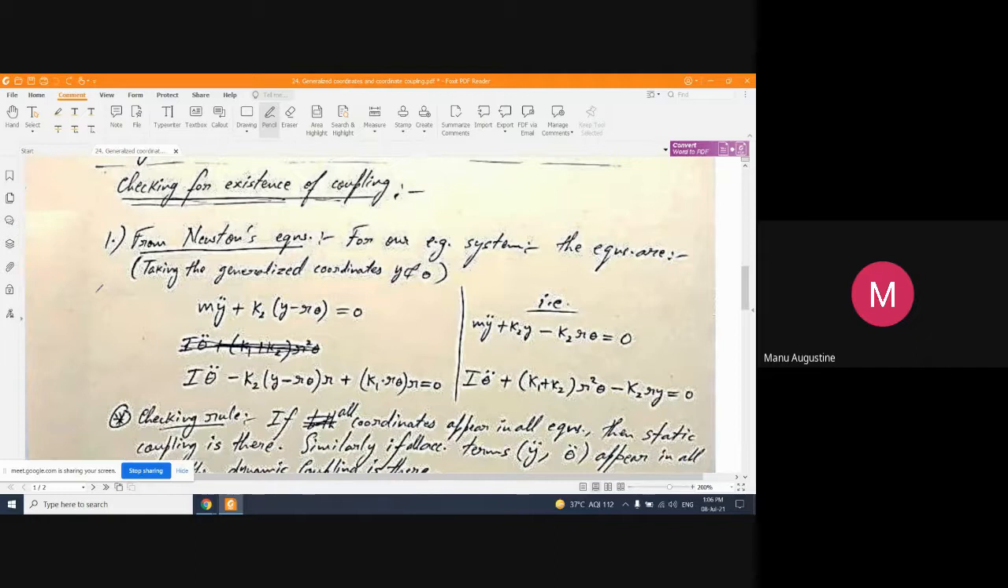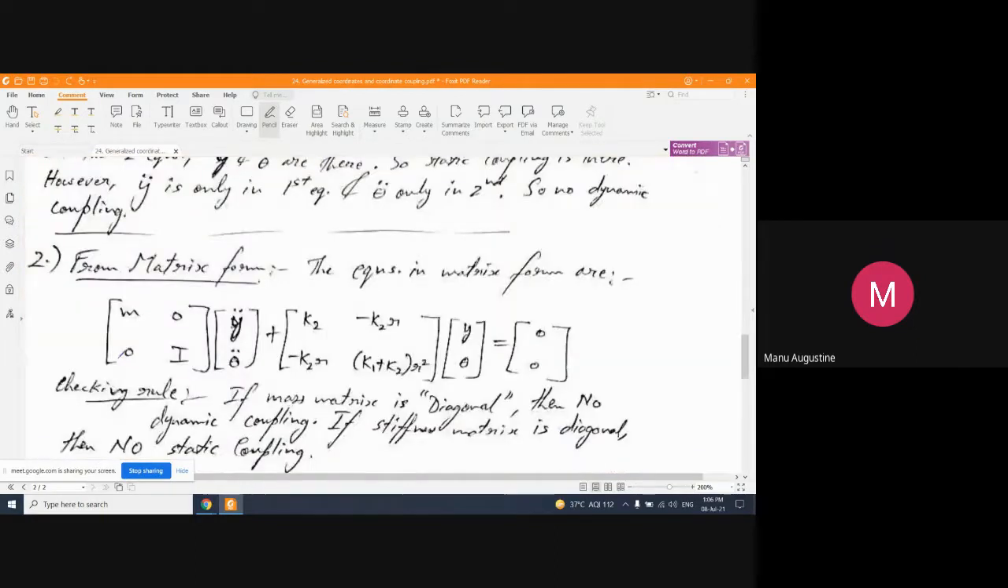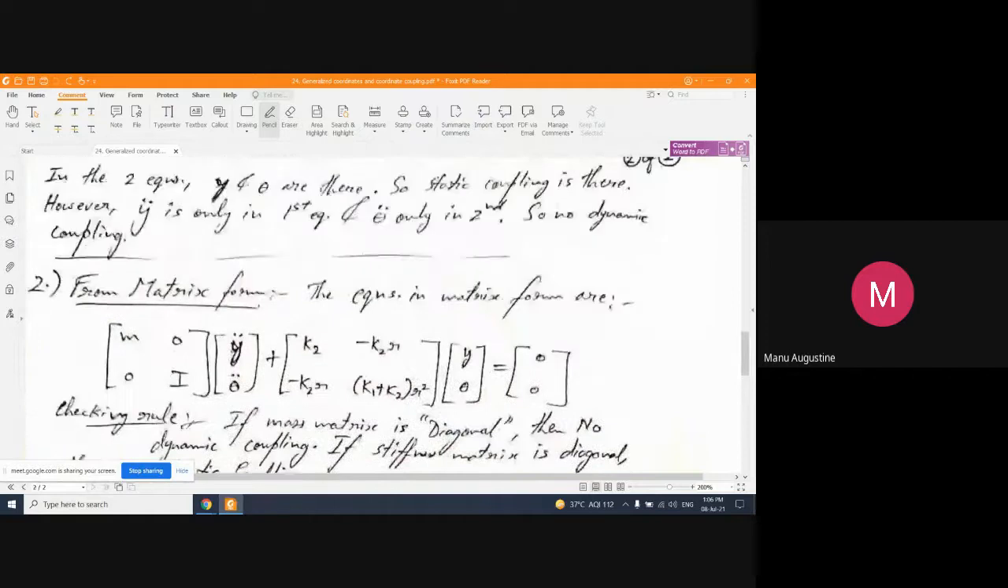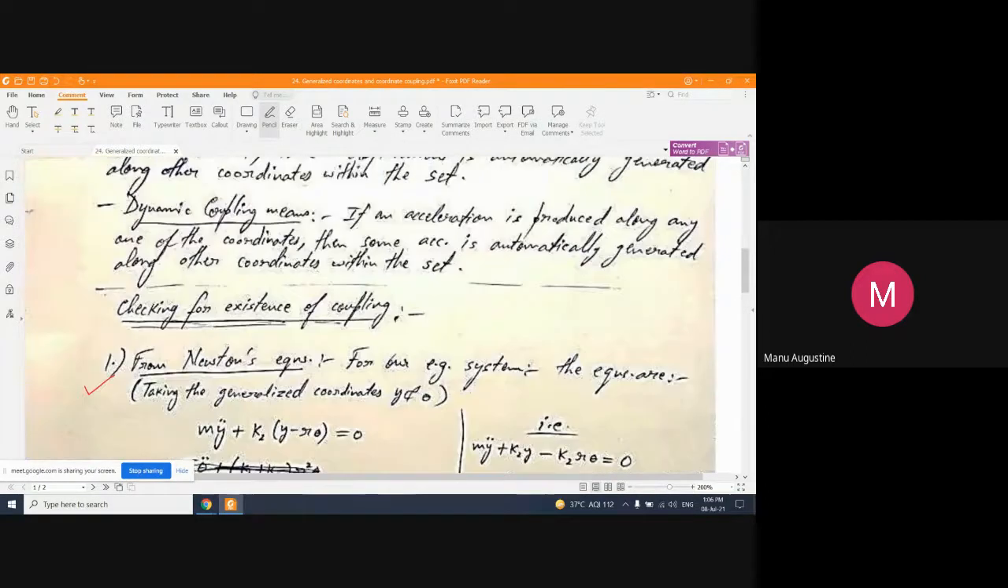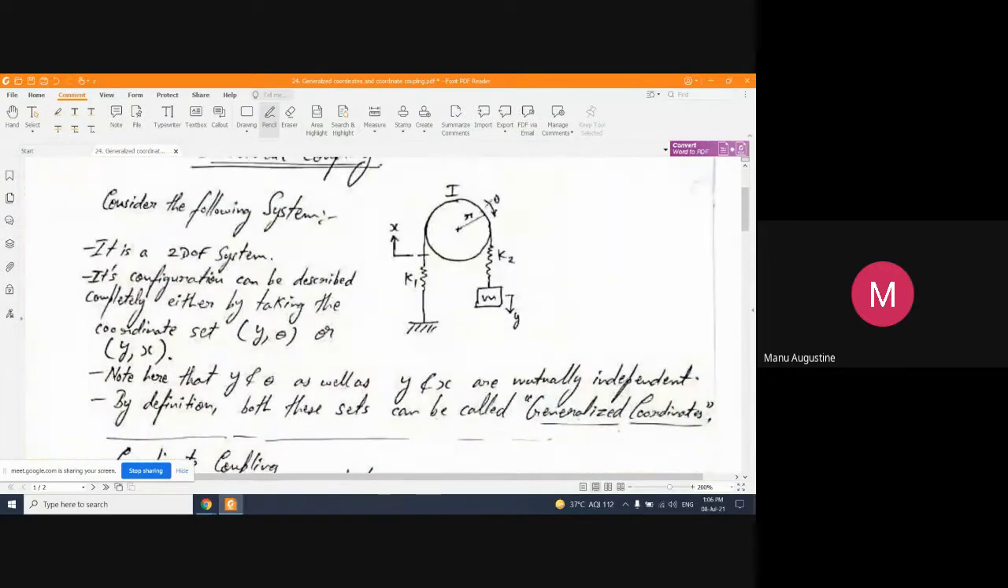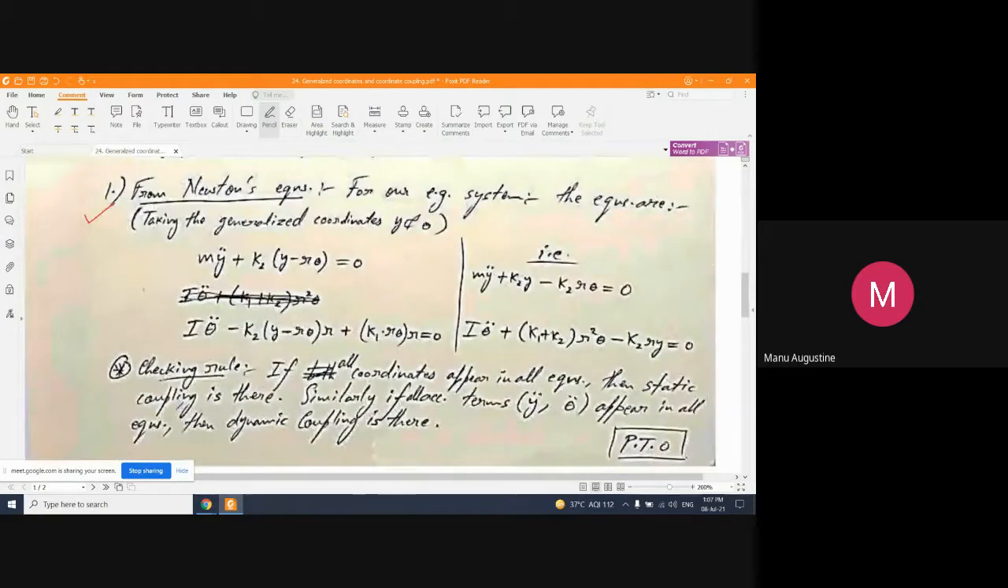Now, we are discussing three techniques of checking coupling. The first technique is to develop Newton's equations, or the equations of motion, for both your mass entities. The first mass entity is your disk, and the other mass entity is your block of mass which is suspended here. Now I'm not going to dwell on the development of Newton's equations here.